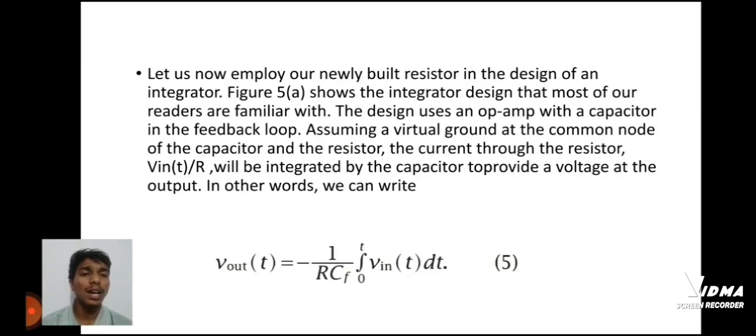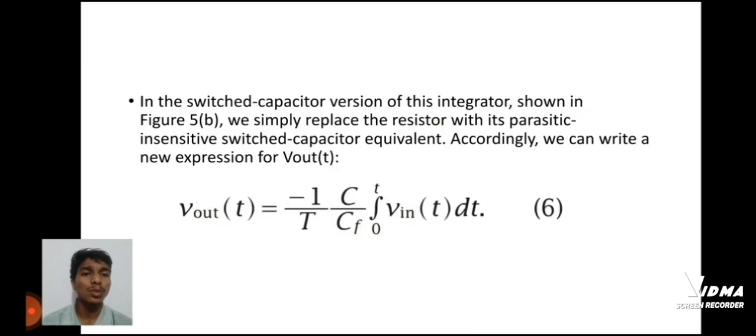We replace R with T by C, so that T goes to the denominator and C goes to the numerator. The output equation can then be written as Vout of t equals minus 1 by T, C by Cf, into integration 0 to t Vin of t dt.